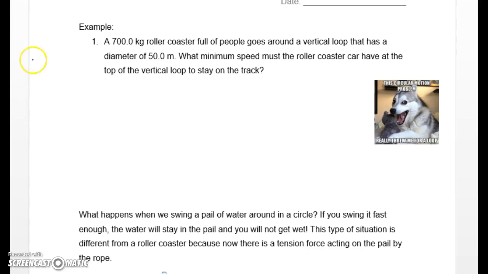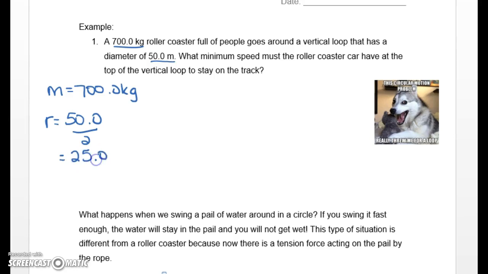So as always, I'm just going to start off by writing down all the information that I have. I know that my roller coaster full of people has a mass of 700.0 kilograms. And we know that it has a diameter of 50 meters, but working with our equations, we know that our radius is a more useful value to work with, so we're actually going to find that radius here. Your radius is half of your diameter, so you're going to divide that by 2. And so we get 25.0 meters for our radius.